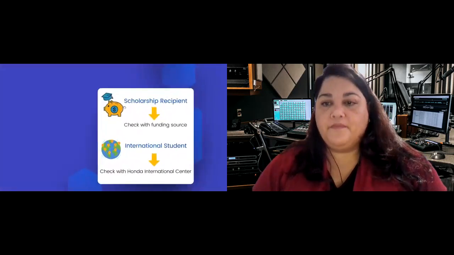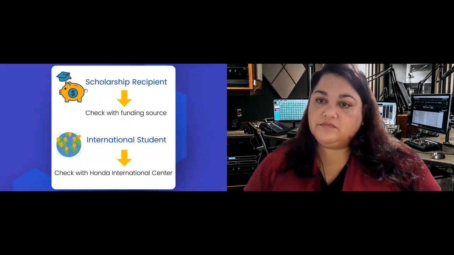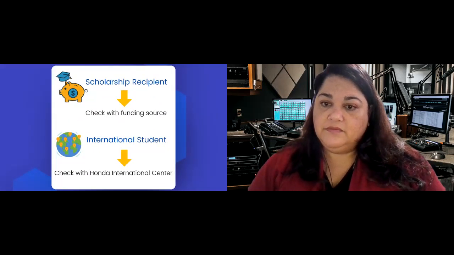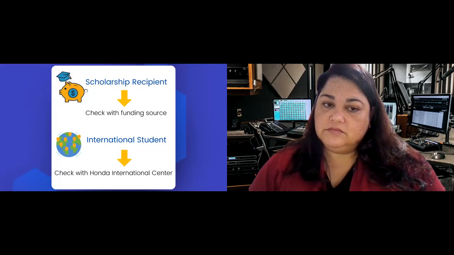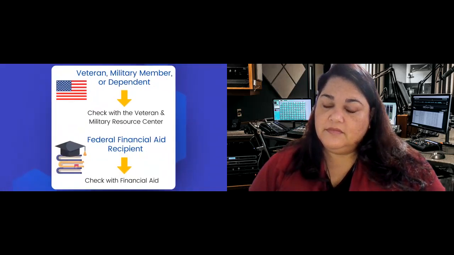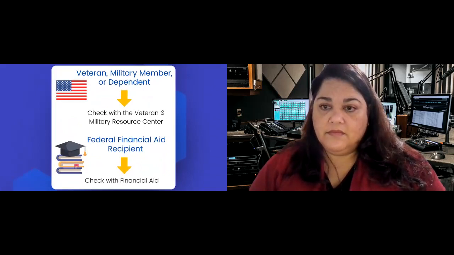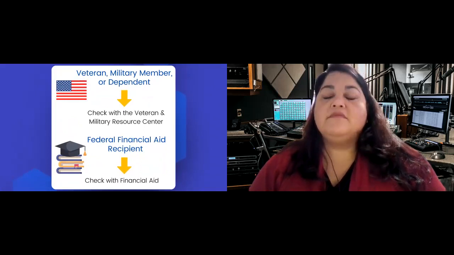Taking these actions might impact you. If you are a scholarship recipient, you might want to check with your funding source. If you are an international student, check with the Honda International Center. If you're receiving tuition support as a veteran, military member, or dependent, check with the Veteran and Military Resource Center. And if you're a federal financial aid recipient, check with financial aid.